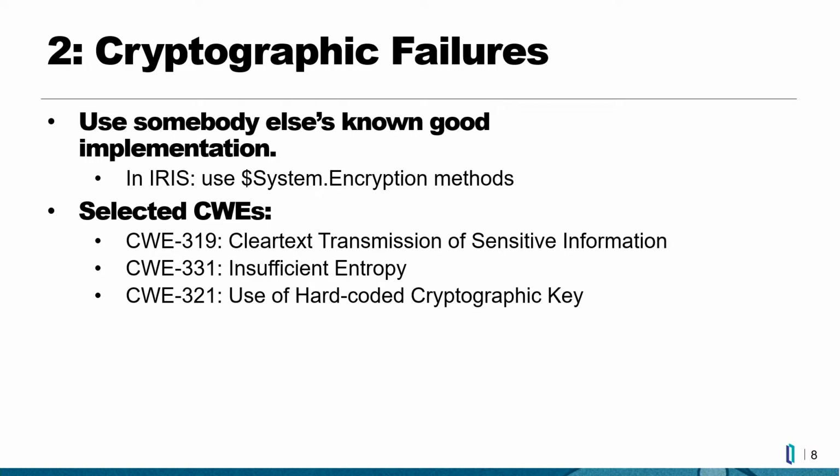Second one, CWE 331, insufficient entropy. For many crypto algorithms, the security relies on entropy or randomness. So if you want to use a secure, strong, pseudo-random number generator, you should use the one in $system.Encryption. There is another one, the $random object script method, but that one doesn't provide enough entropy.